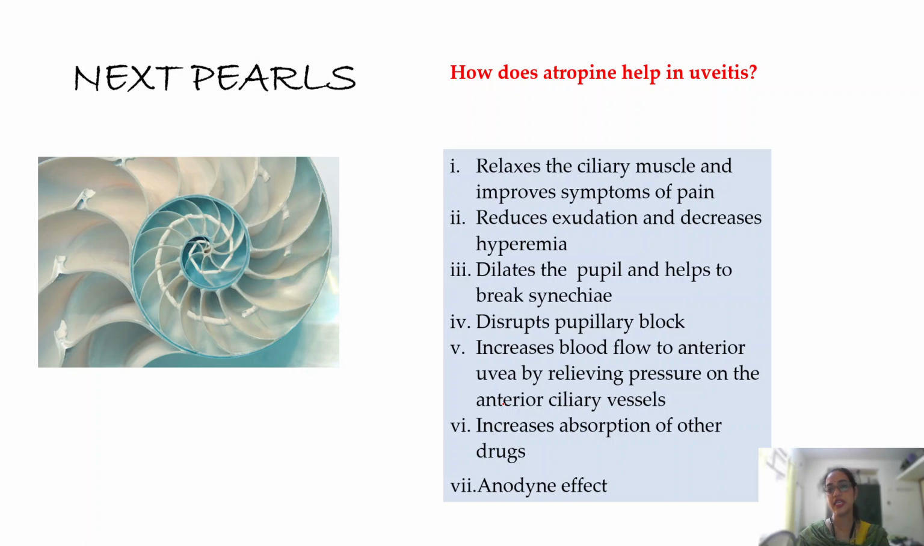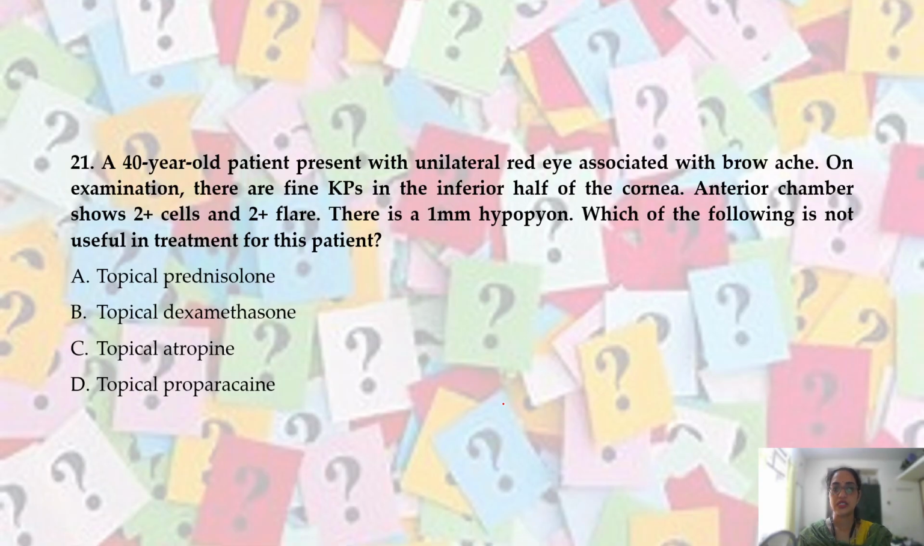So, how does atropine help in uveitis? This is the favorite question of teachers. It relaxes the ciliary muscle and improves the symptoms of pain. It reduces exudation and decreases hyperemia. It keeps the pupil dilated and helps the breakage of synechiae. It disrupts pupillary block. It increases blood flow to the anterior chamber, and it relieves the pressure on the anterior ciliary vessels. It increases drug absorption, other drugs being absorbed better, and it has an anodyne effect. Okay, so these are the uses of atropine in uveitis.